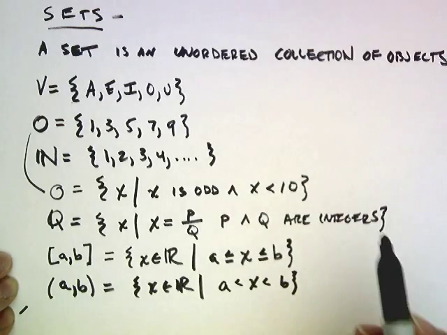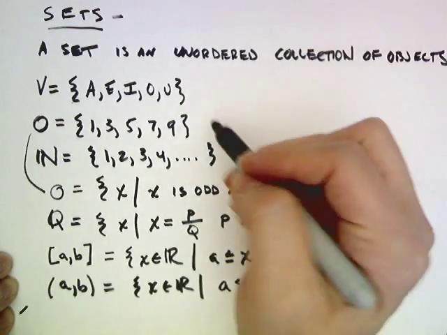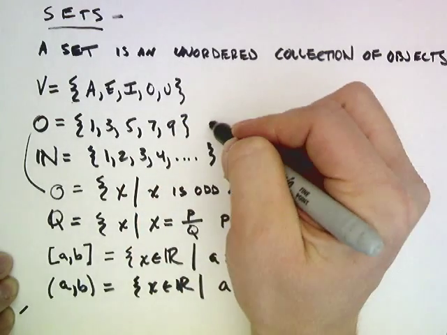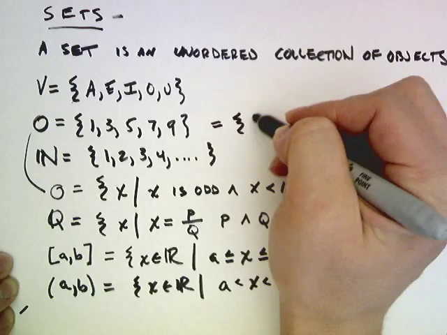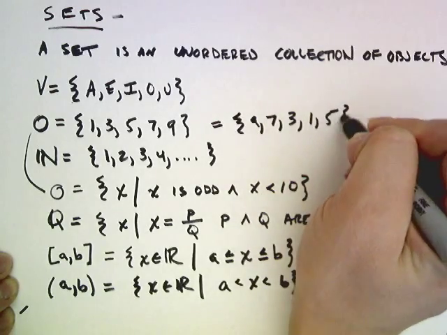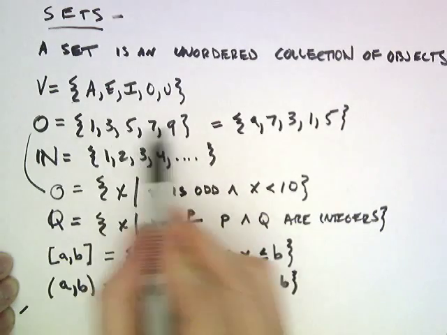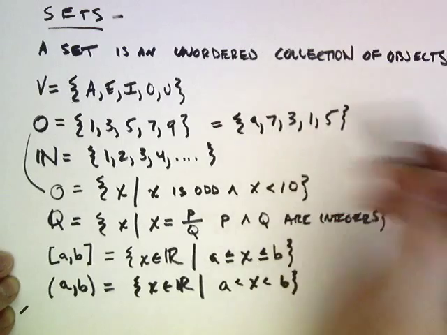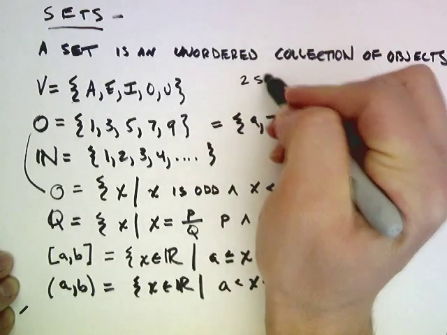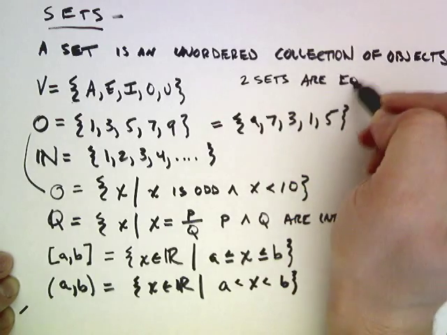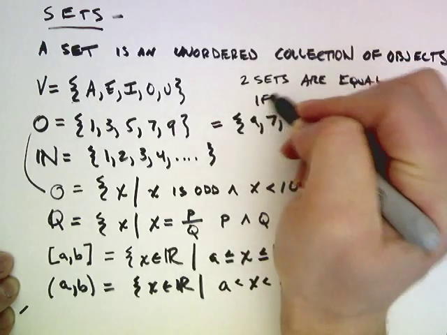Now remember, sets are unordered collections of objects. So the set {1, 3, 5, 7, 9} is equal to the set {9, 7, 3, 1, 5}. It doesn't matter in which order elements are listed in a set. And two sets are equal if they contain the same elements.